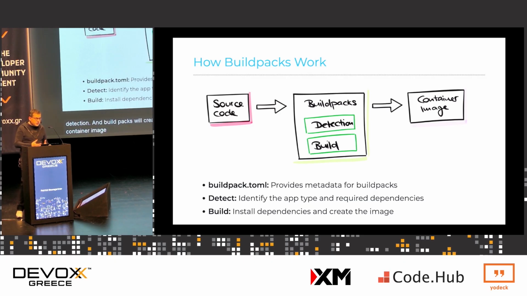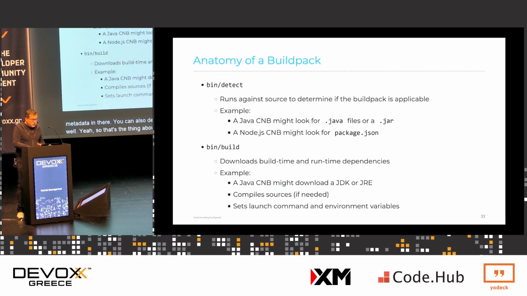There is a meta description for the whole thing. It's called the buildpack.toml file. So you have some metadata in there. You can also depend on or inherit other buildpacks as well. Yeah, so that's the thing about that. As I said before, we have the two steps. And depending on what kind of technology you're using, you're going to check for different things. Right? That means the detect phase is going to check if there is a certain artifact there, for example, or if certain environment variables are provided and so on.